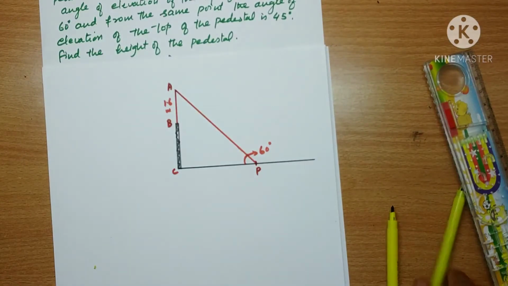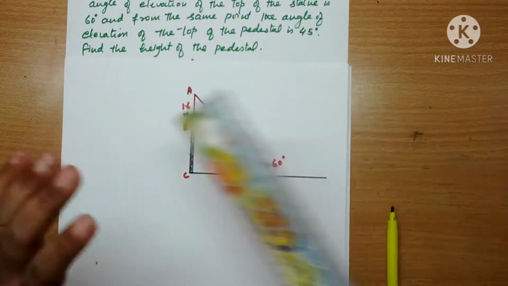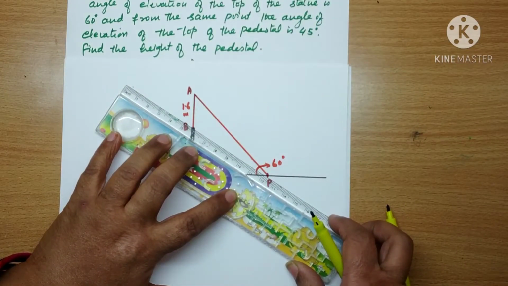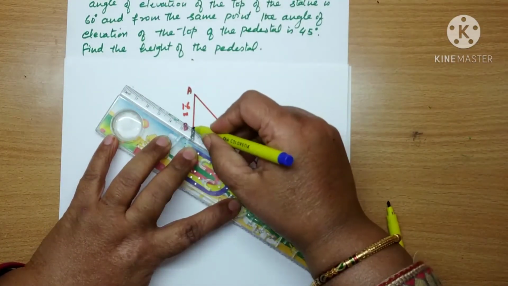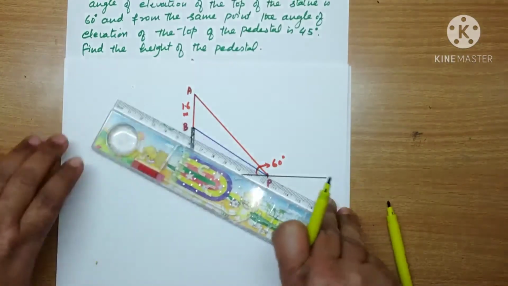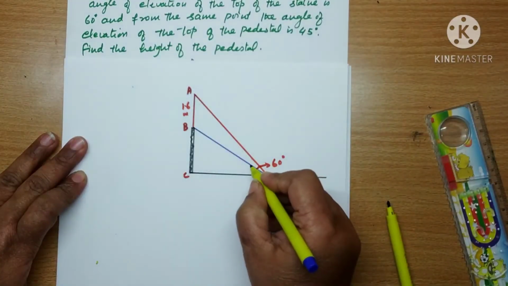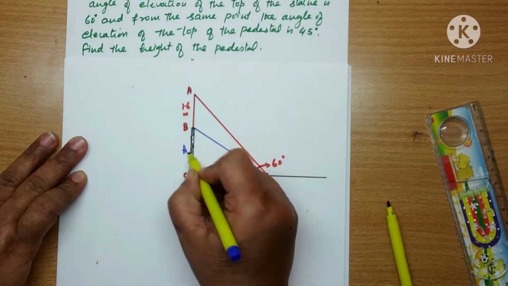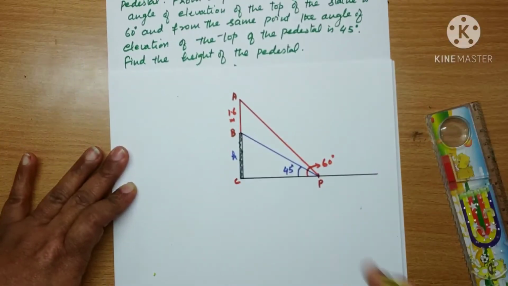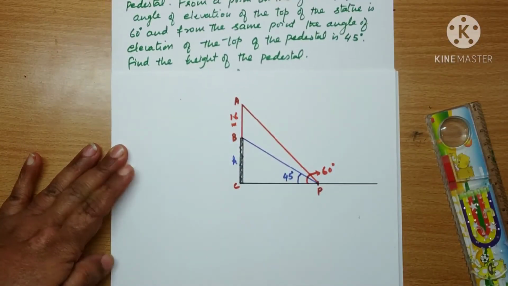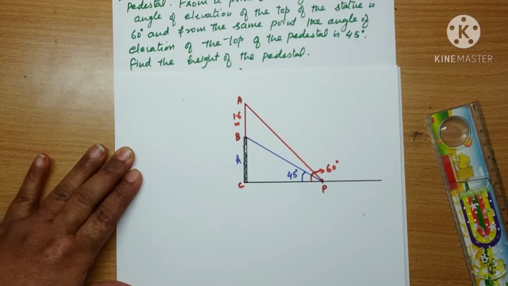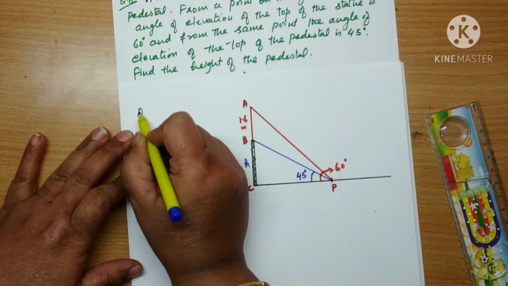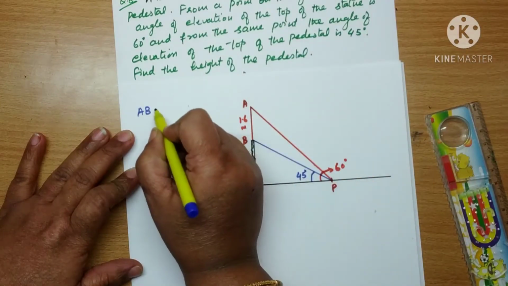Then the angle of elevation to the top of the pedestal. This is the top of the pedestal. The angle of elevation from the same point to the top of the pedestal is 45 degrees. So here this angle is 45 degrees. We need to find the height of the pedestal. So this is our question. Children, the first key to solve the questions in applications of trigonometry is to draw the correct figure. That is the first and the most important key here.